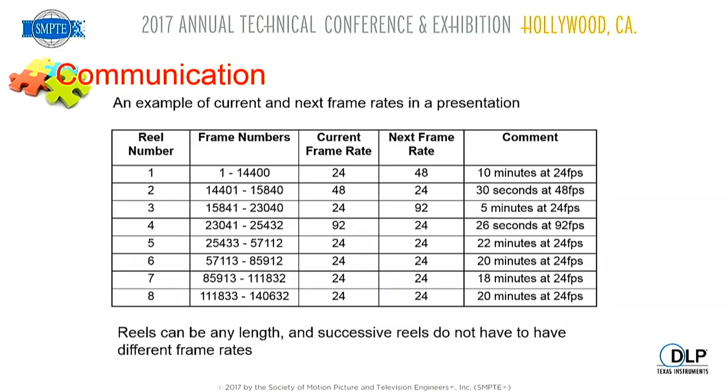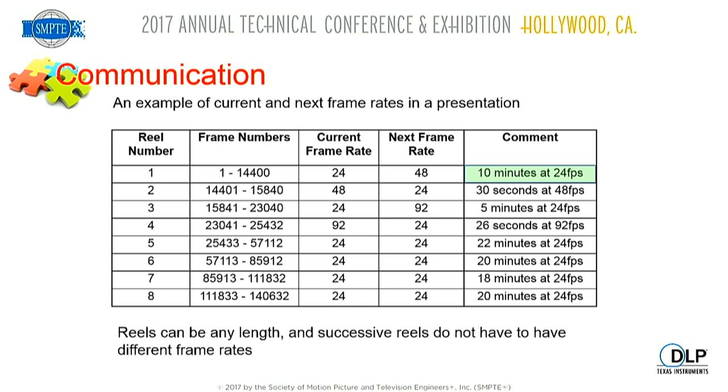Okay, here is a made up set of reels that I made up in my mind. I said, reel one runs from frame number one to 14,400. That's 10 minutes at 24 frames a second. And for that 10 minutes, I am sending with every single frame of video in that one line of metadata this information. The current frame rate is 24. The next frame rate is going to be 48. So from frame one, I'm telling the projector, you better get ready to handle 48 because it's coming sooner or later.